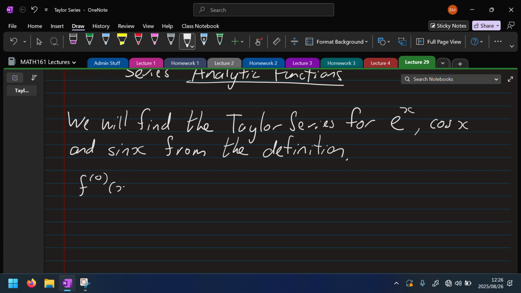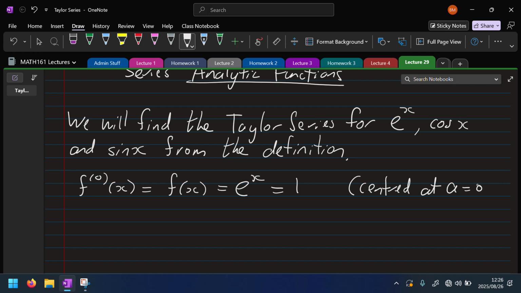So the 0th derivative, that's just the function value. So that will be e to the x. Okay, let's say we want this centered at a equals 0. So we can substitute x equals 0 and we get 1. That will make things just a bit easier for us. Now we need the first derivative. The first derivative of e to the x is e to the x, and then at 0, this will just be 1 again.